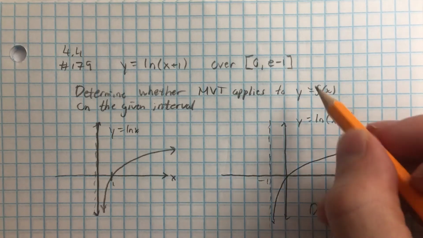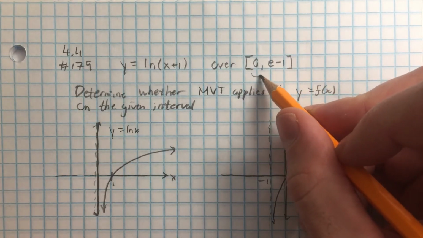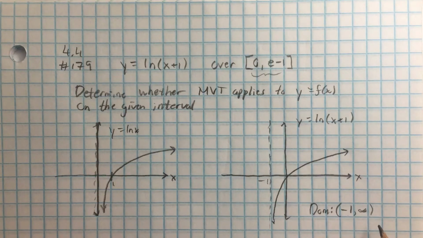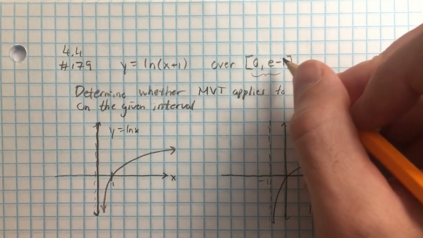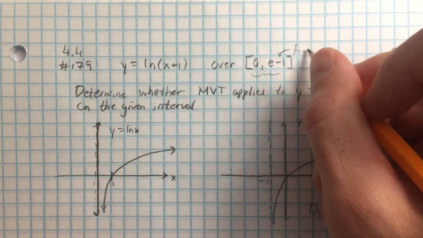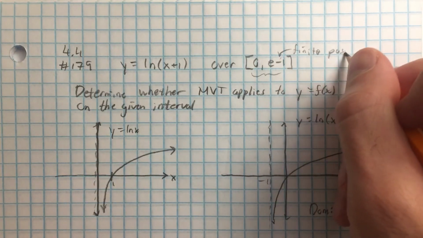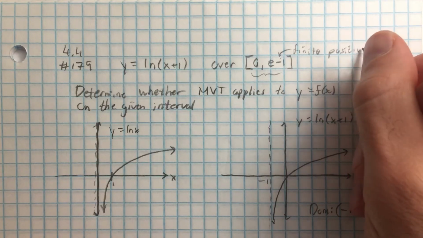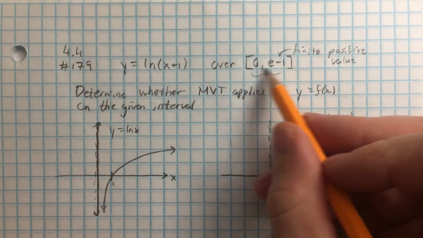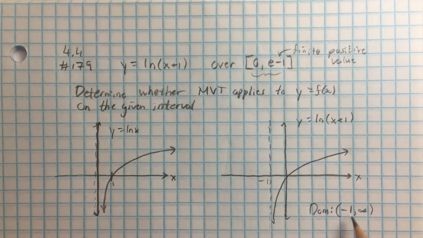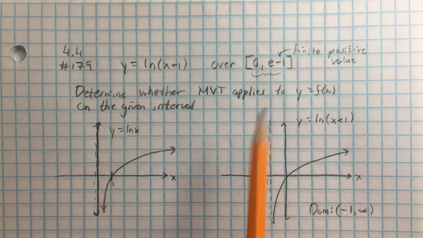So all I need to do now is make sure that these values from 0 to e minus 1 are in this interval. But e minus 1, right, we're starting at 0 and going to e minus 1. So 0 to some finite positive value, right, around 1.7 or something. It doesn't really matter that much. Finite positive value is what we're heading towards here to the right. So we're on a 0 and positive interval. Well, a 0 and positive interval is certainly within this domain, because we're starting at -1 and going towards infinity. So therefore, this function does satisfy the conditions of the mean value theorem.